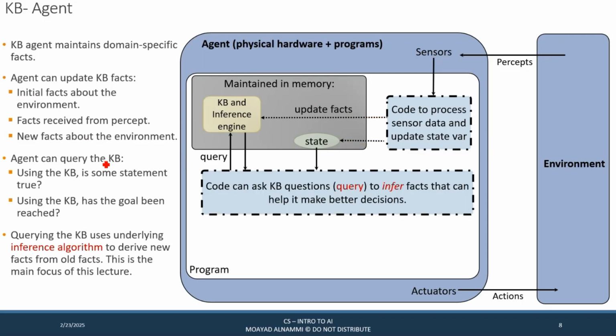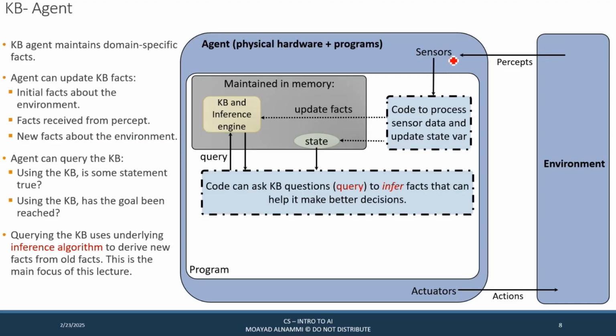And then furthermore, the agent can use the facts in the knowledge base and the inference engine in order to ask the knowledge base questions like, is some situation in my environment true or not? Has the goal been achieved or not? This is especially useful if your goal changes, and you would like to check using logic whether the goal has been achieved if the goalpost changes.